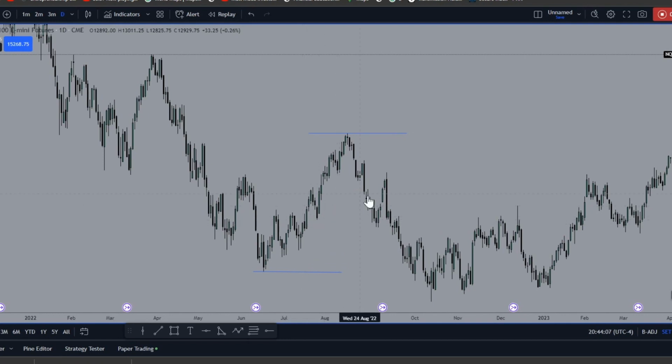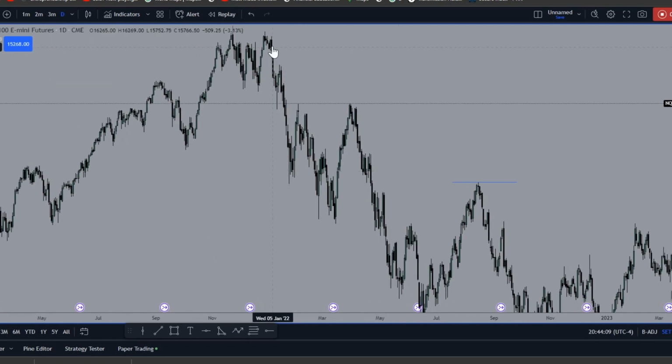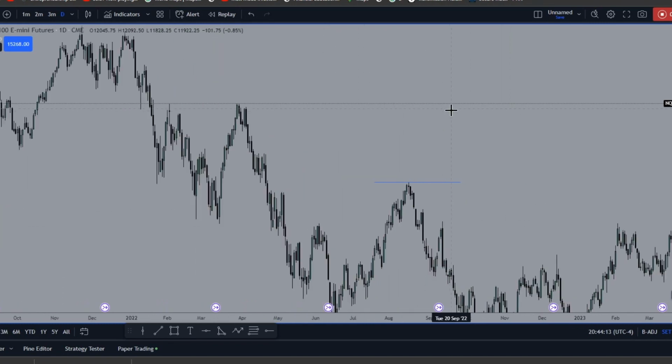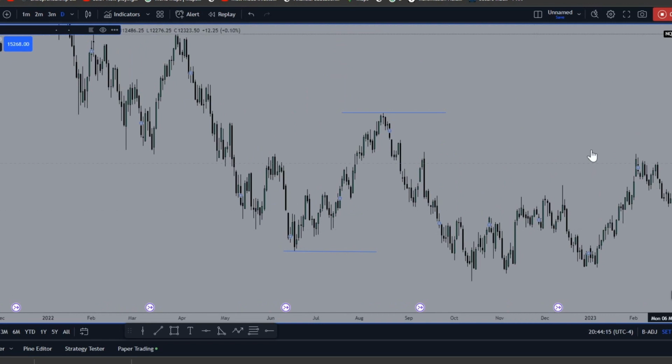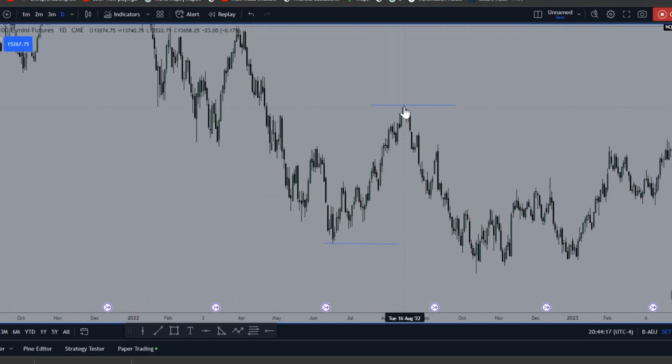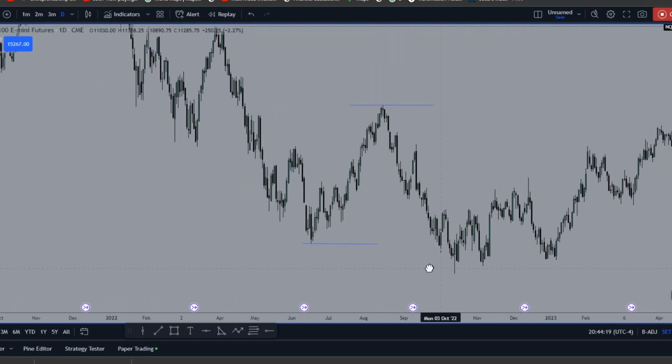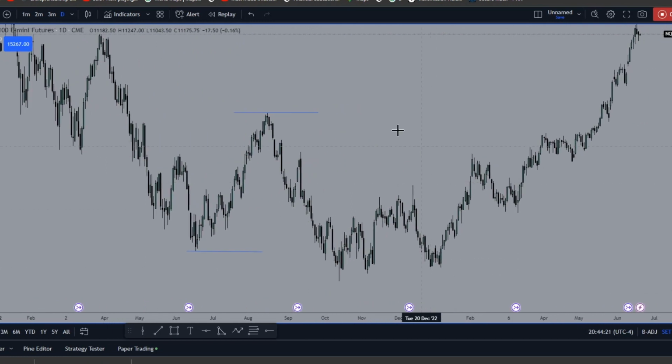But the market was bearish at the moment, because we were making lower lows, lower highs, lower lows, lower highs. So after we broke this range right here, we put in a new low.